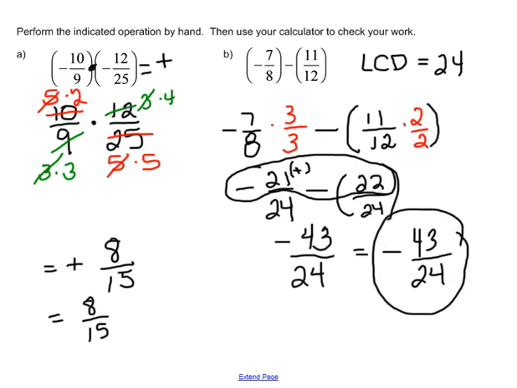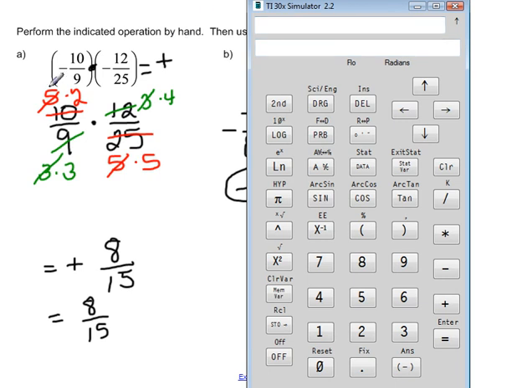So let's pull up our calculator to check our work on these two problems. For our first problem, we had negative 9/10 times negative 12/25. So we're going to use the negative sign down here to show the negative fractions. Negative 10, fraction key 9. It's going to be multiplied by negative 12, fraction key 25. When we press enter, there's the 8/15, just like we were expecting.